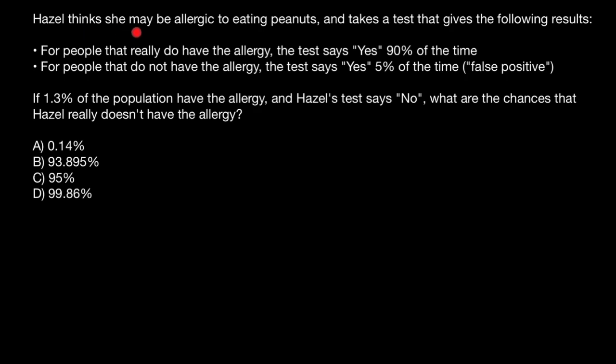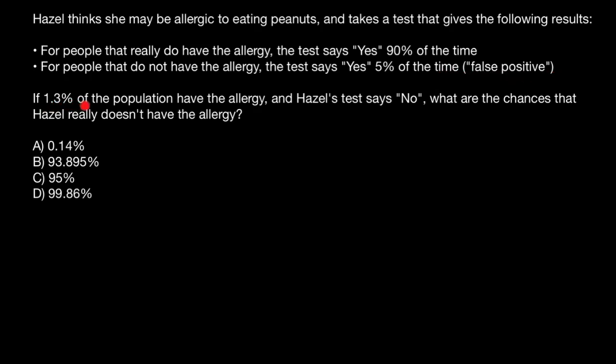This is a statistical problem for medical students, and here's the problem. Hazel thinks she may be allergic to eating peanuts and takes a test that gives the following results. For people that really do have the allergy, the test says yes 90% of the time. For people that do not have this allergy, the test says yes 5% of the time, false positive.